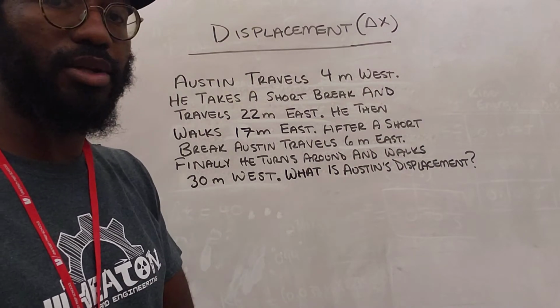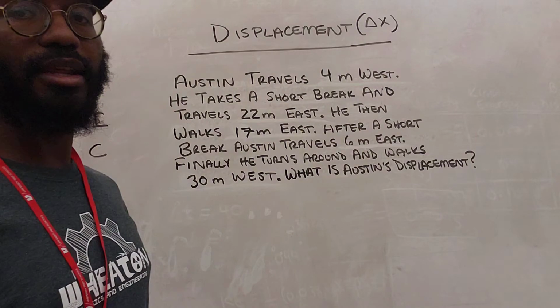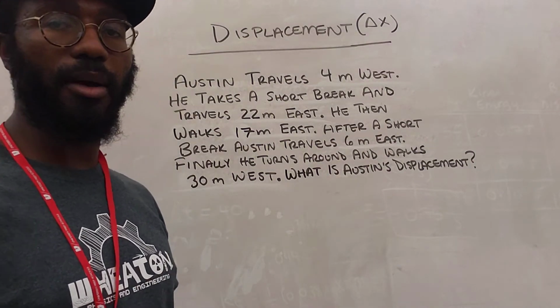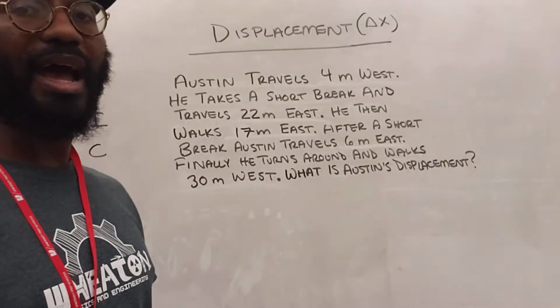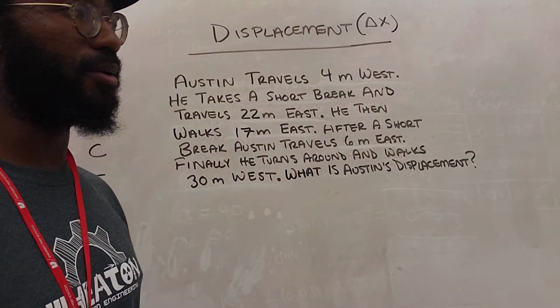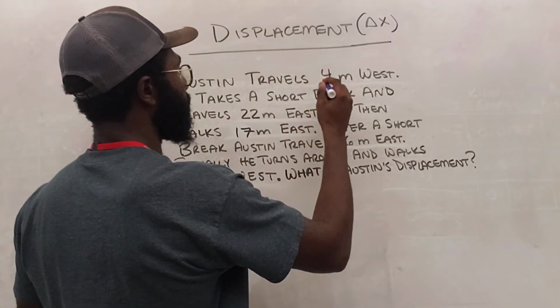Okay, so our first step in the ICE method is to identify all of our measurements and our question that the problem is asking us. So remember, when we identify our measurements, we are looking for the number along with the unit, all right, and the direction if we're given a direction. So let's go ahead.